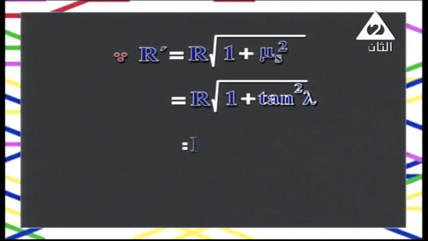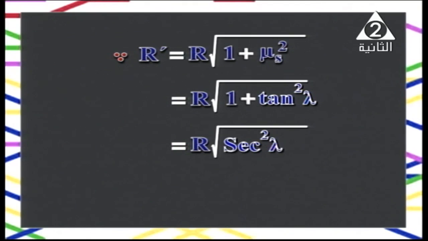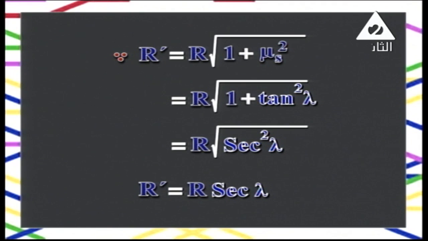R dash equals R square root what? Excellent student, sec square lambda. Why? Because we studied in the previous year that 1 plus tan square lambda equals sec square lambda. Then we deduce that R dash equals R sec lambda.